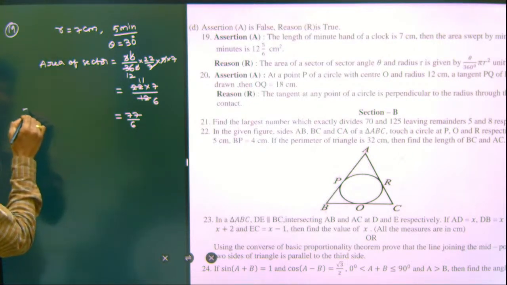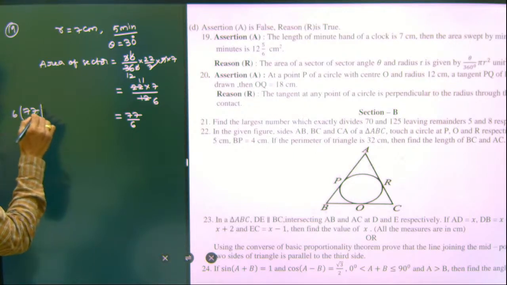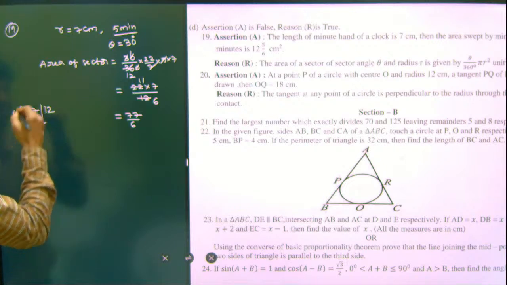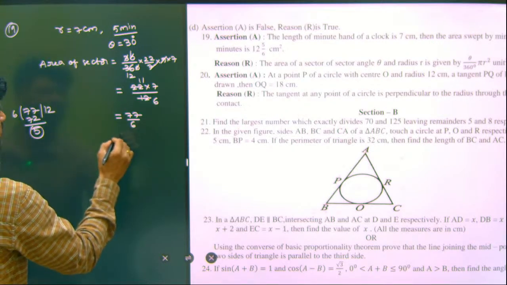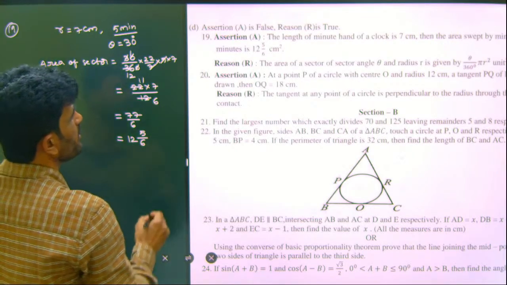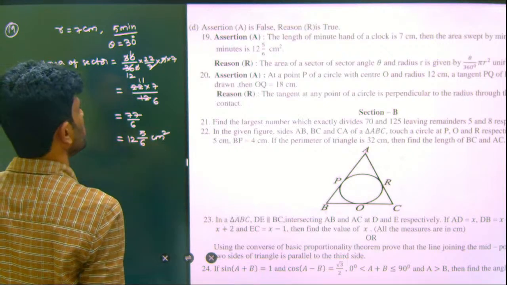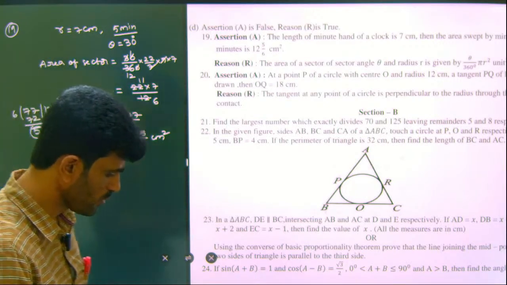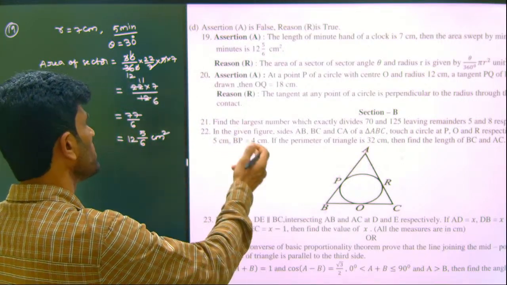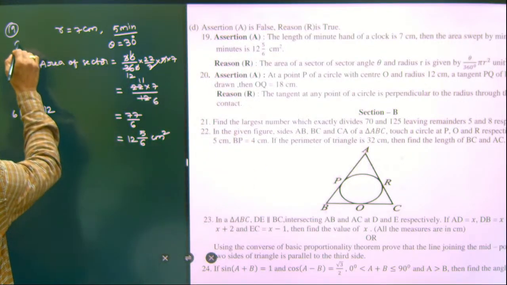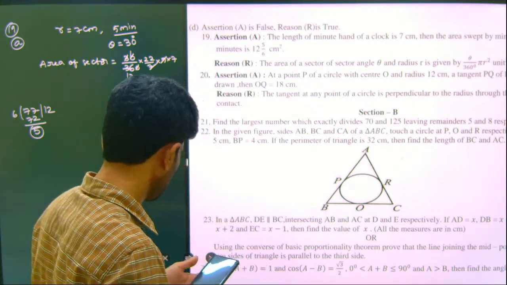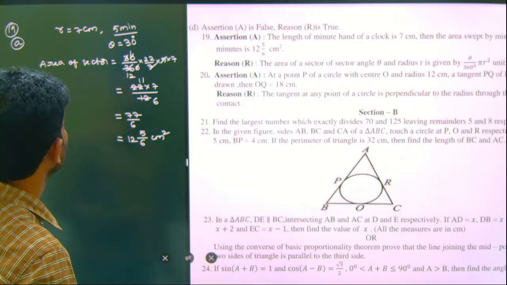If you divide this 77 by 6, what do we get? 6 12s are 72, 5 is the remainder. If you convert this into a mixed fraction, we can write it as 12 5 by 6 centimeter square, which is true. You should know how to convert that into a mixed fraction. Assertion is true, reason is true, and reason is the correct explanation of assertion. Option A is correct. All of you are correct. Anand, Charit, ML Abhinav, Deepak. Now question number 20.